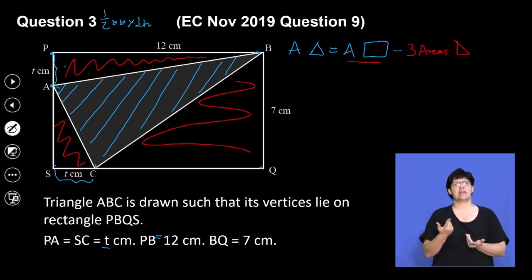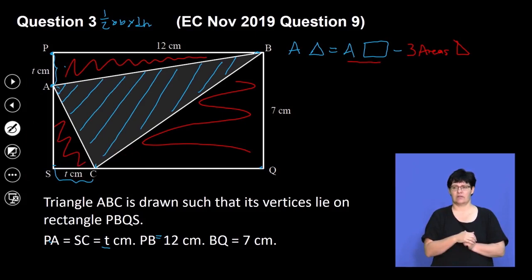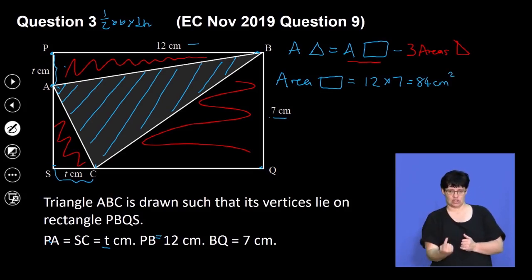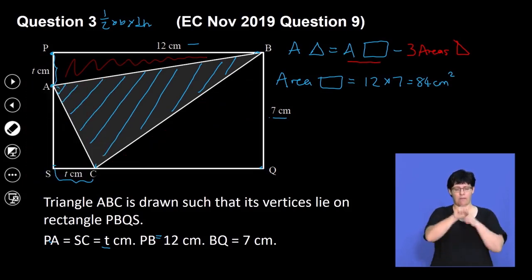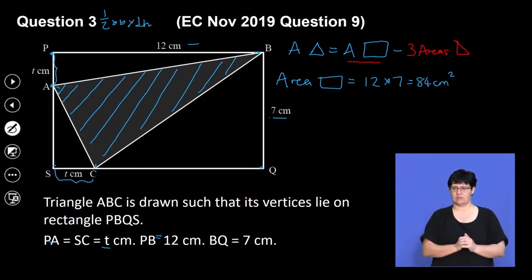Okay, so I'm going to break this up into parts and then bring it all together at the end. So let's first look at the area of the rectangle. That's obviously just length times width or length times breadth. So that is going to be 12 times 7, which is 84 centimeters squared. I'm now going to find the area of each small triangle. So let's just do that. I think what I'll do is find the areas on the shapes themselves. Let's do this in red.